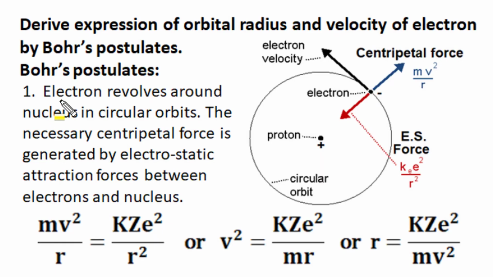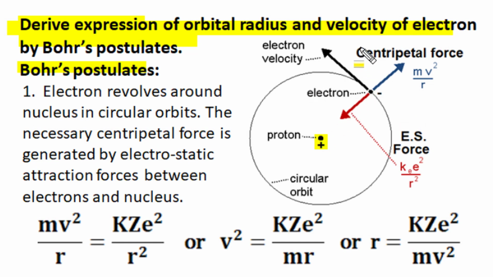Our board examination question pattern is derive expression for orbital radius in nth orbit and velocity of electron in nth orbit for hydrogen-like atom by using Bohr postulates. So we'll first discuss Bohr postulates by three statements. The first is around nucleus electron revolve in a circular orbit and in circular motion.